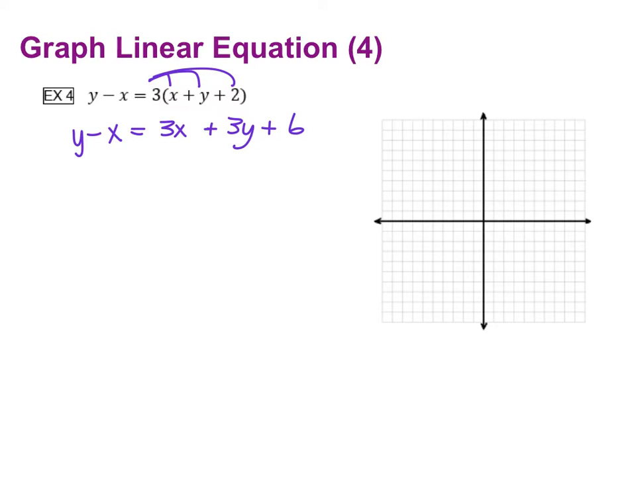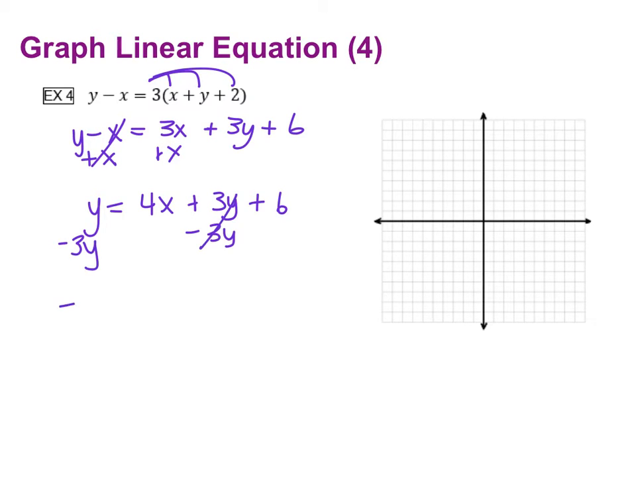Alright, now we've got to get variables on the same side. I want the x's on the right side, so I'm going to add x. So we have y equals 4x plus 3y plus 6. And then you want the y's on the left side, so I'm going to subtract 3y to get it over here with the other y. So we have negative 2y equals 4x plus 6.